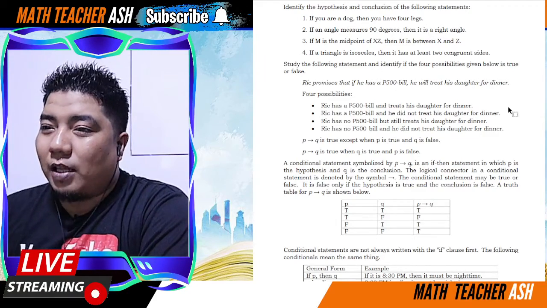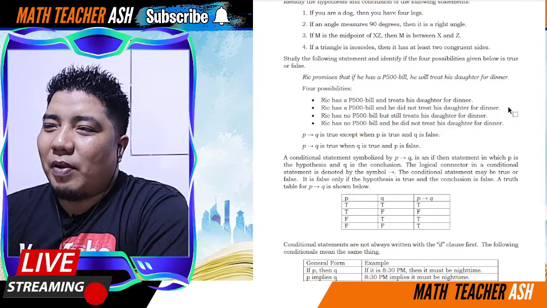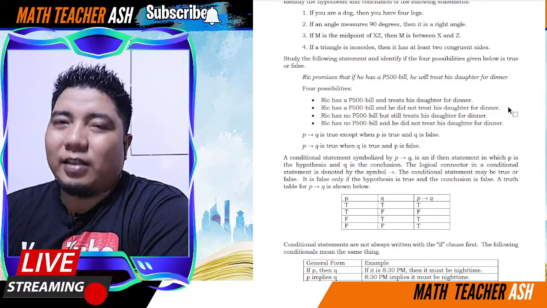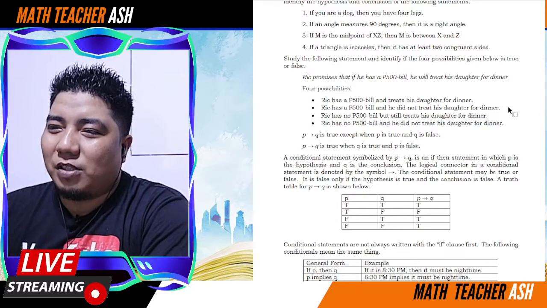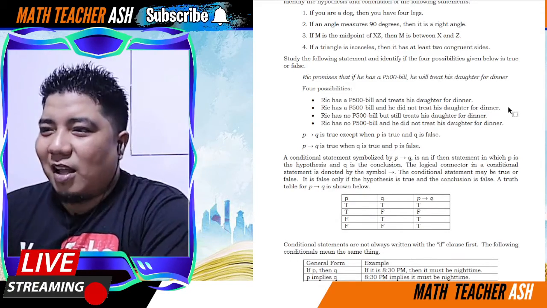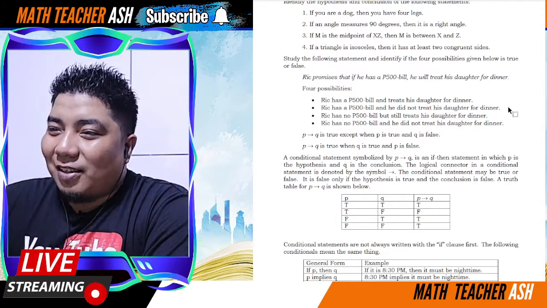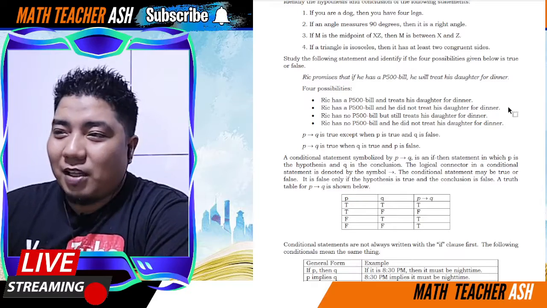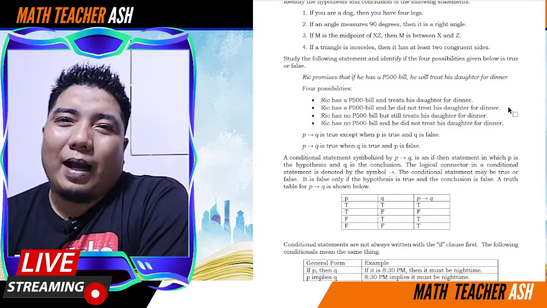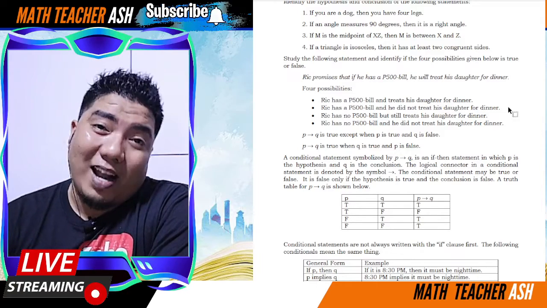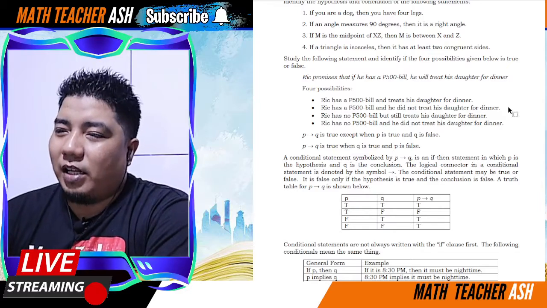Alright. So, may 4 na possibility dyan. Una, kapag si Rick ay may 500 pesos, ititreat niya ang daughter niya. Pangalawa, if siya ay may 500 pesos, hindi niya ititreat ang daughter niya. Hindi natin alam bakit. Third is, kung wala siyang 500 bill, ititreat niya pa rin ang kanyang daughter. And pag 4 is, if ever wala siyang 500 bill, then he will not treat his daughter.